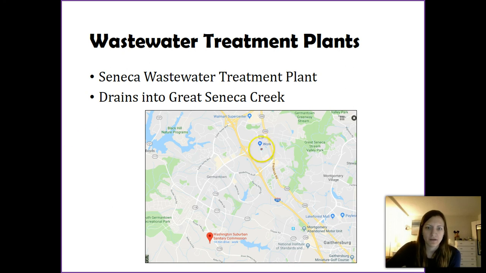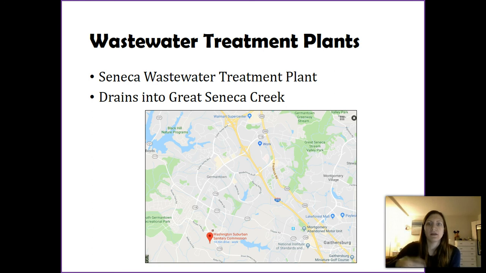To give you an idea, here's where the Germantown school is, and right down the street is the Seneca Wastewater Treatment Plant. They clean the water, and then their water goes into the Great Seneca Creek. So it's going literally in your backyard. But again, it is treated first. It isn't actually going into your backyard, and it's not human waste going into your backyard. It's treated waste. So you can see it pretty nearby.